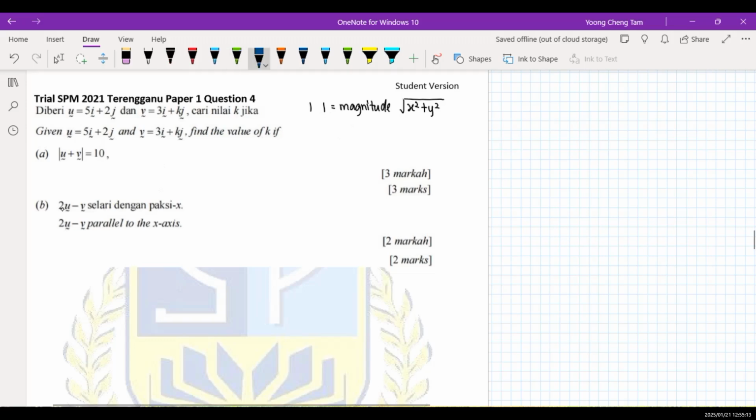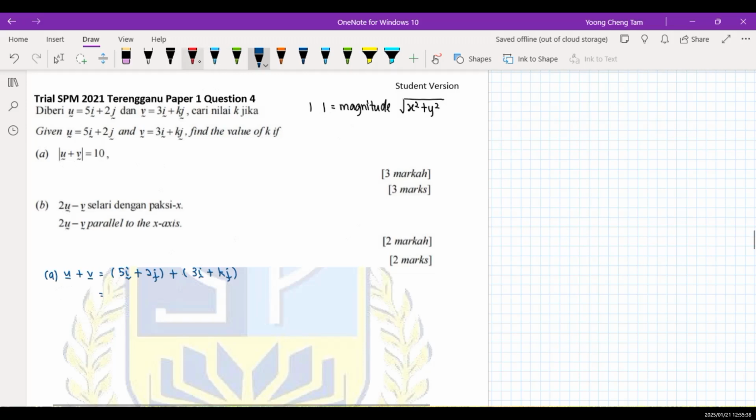Okay, now let's find u plus v first. So u plus v. So u, according to the question, is 5i plus 2j. And vector v is 3i plus kj.